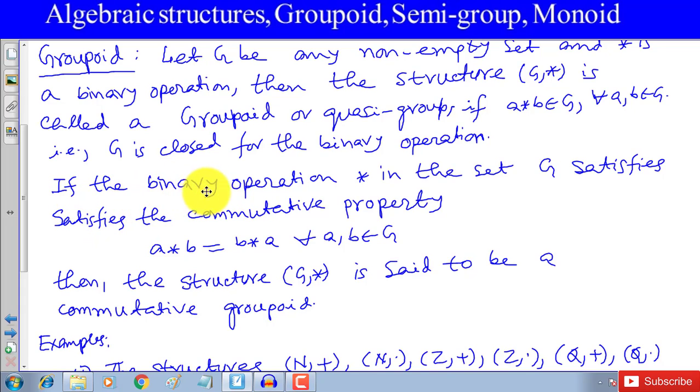If the binary operation star in the set G satisfies the commutative property, that is A star B is equal to B star A for all A, B belongs to G, then the structure (G, star) is said to be a commutative groupoid.